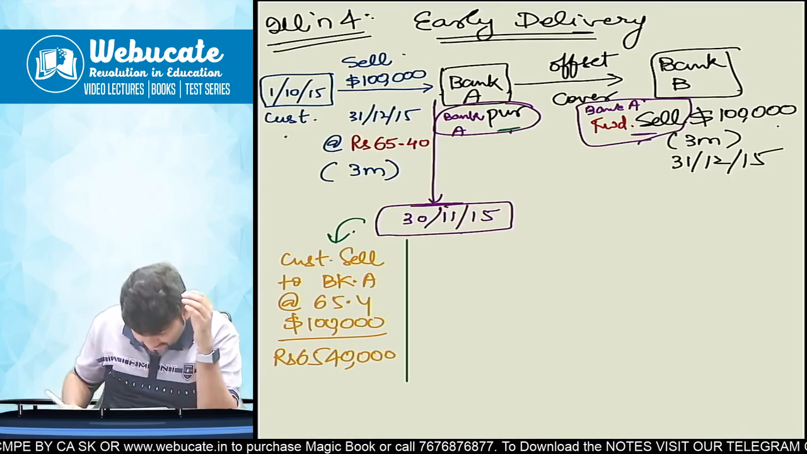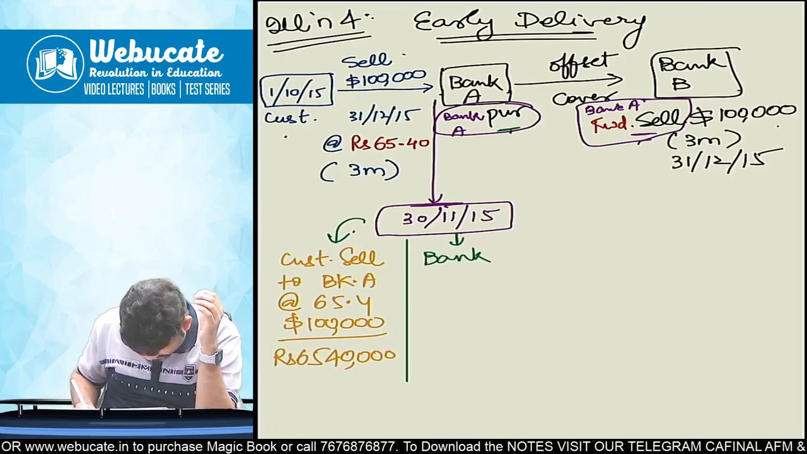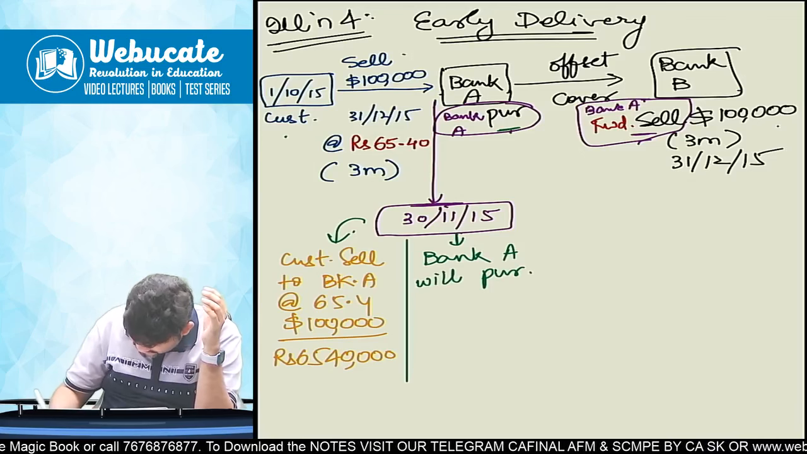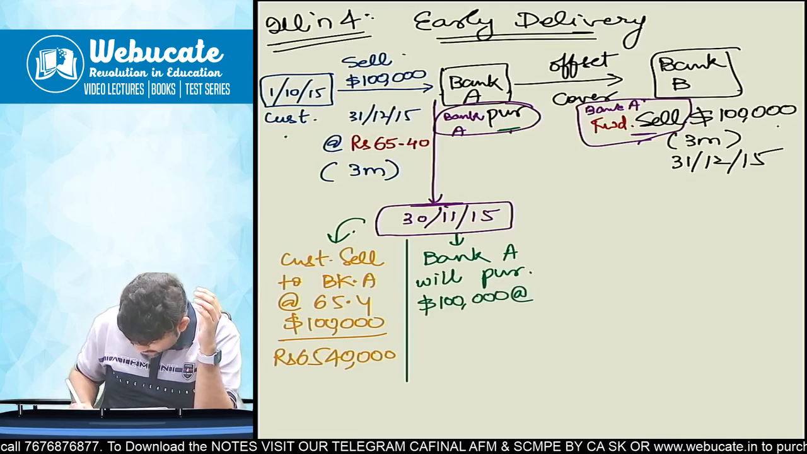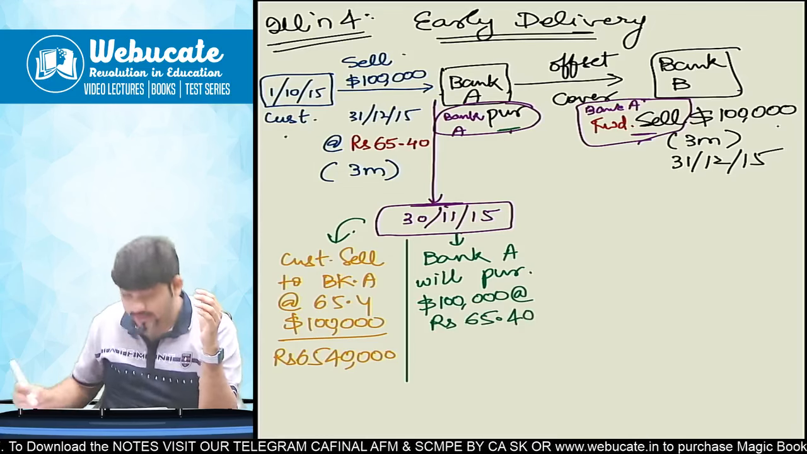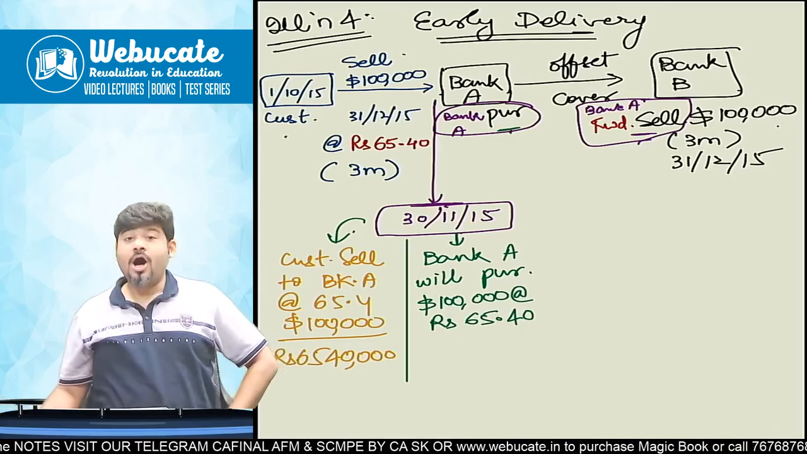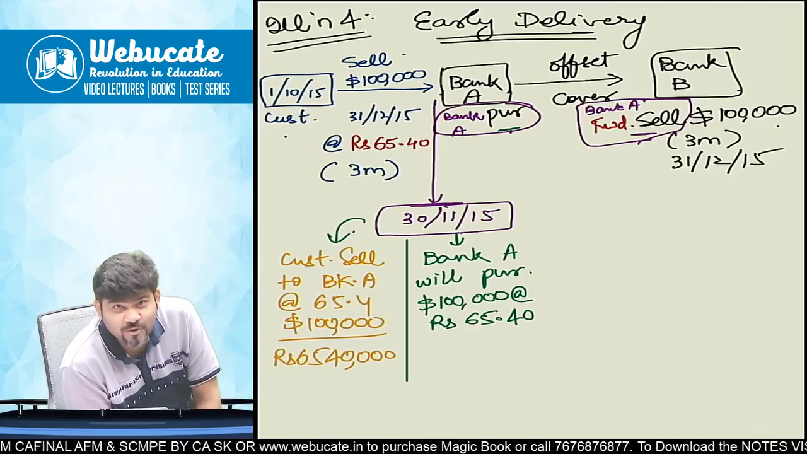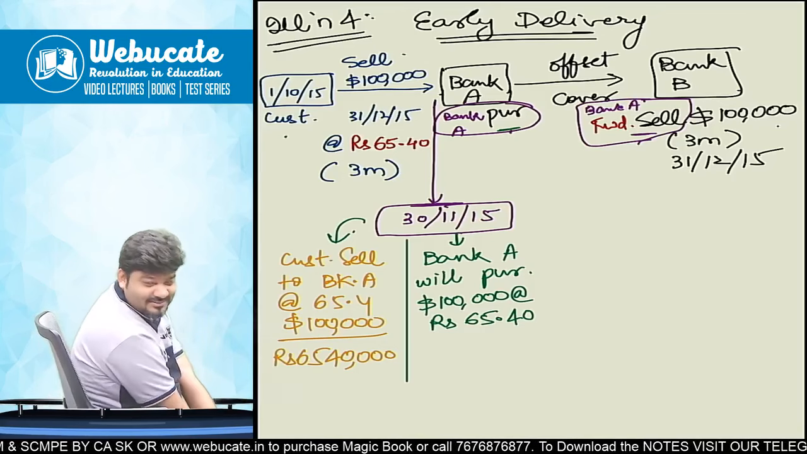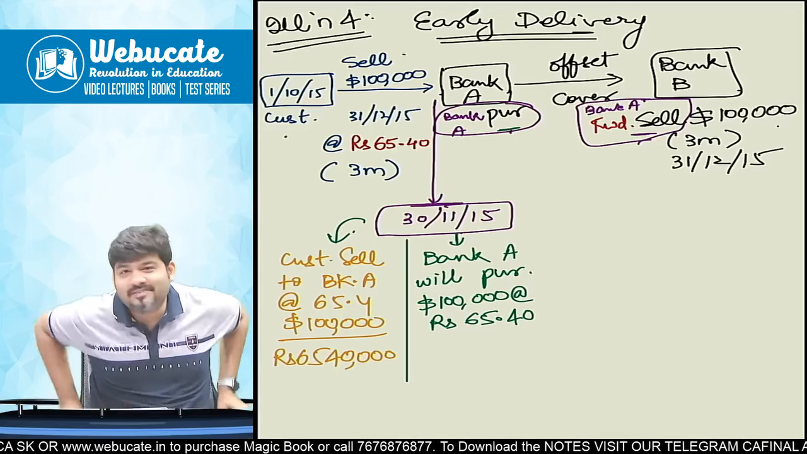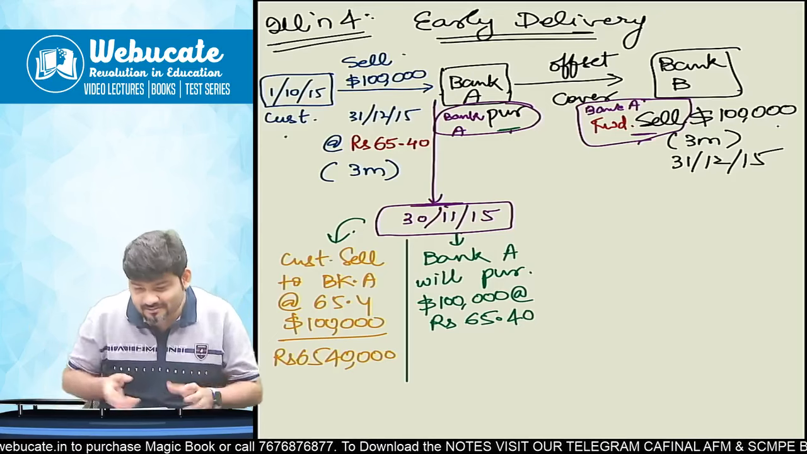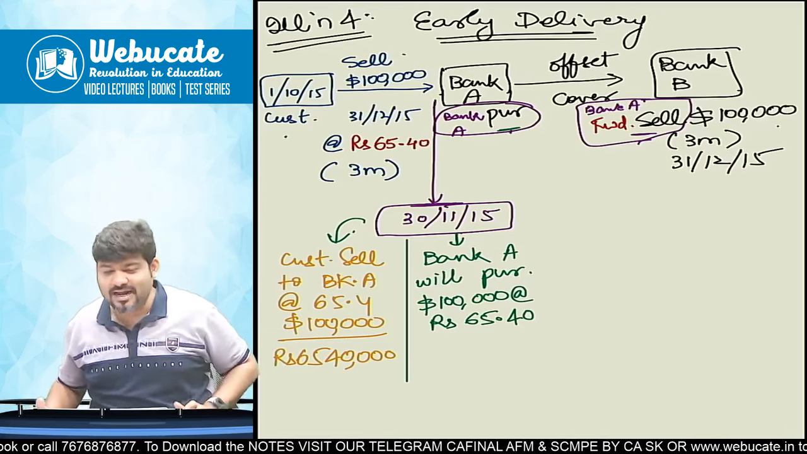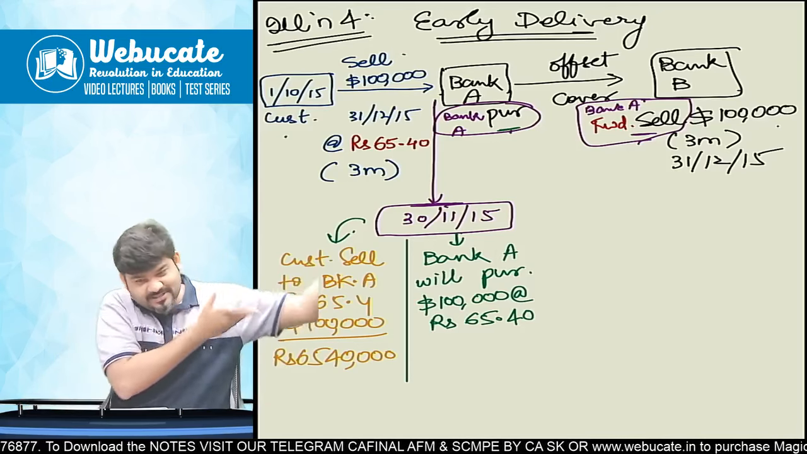So, what will happen now here to the bank A? Bank A will purchase $1 lakh at ₹65.4. Very good, Rishi. Now can you guess what is going to happen? Come on, guys. Any guesses? I'll tell you. Now today is 30th November. Bank has purchased this $1 lakh because customer had told already that we are going to sell. But he was going to sell it after 1 month. We were prepared for that. That as soon as he will sell, we will purchase and we will immediately sell it to Bank B.